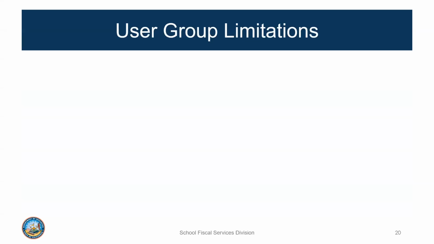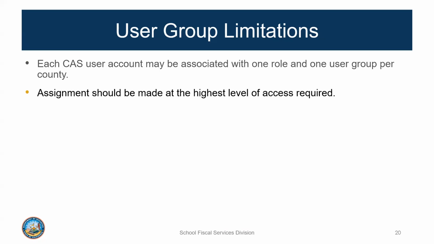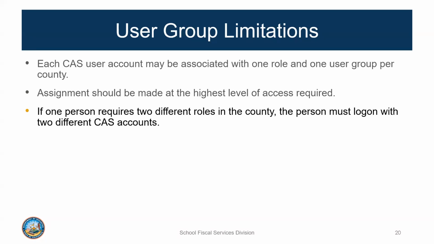There are some limitations to the current structure of the user groups. First of all, each CAS user account may be associated with one role and one user group per county. And for that reason, assignments should be made at the highest level of access required. LEAs should be mindful of creating access that is too limiting or too broad. And if one person requires 2 different roles in the county, the person must log on with 2 different CAS user accounts. There's no limit to how many CAS user accounts each person can have.